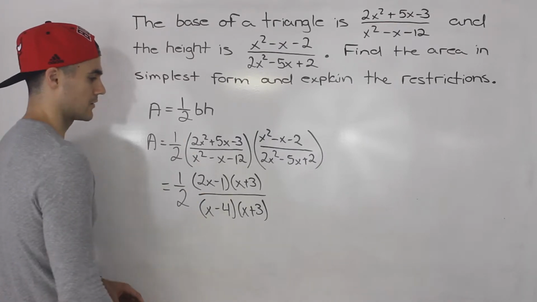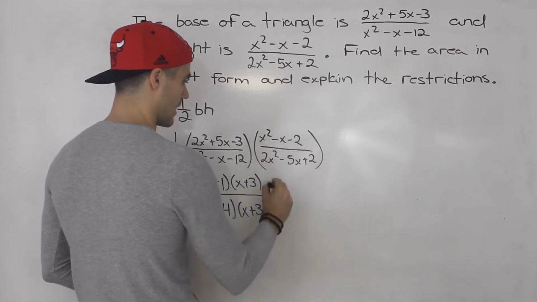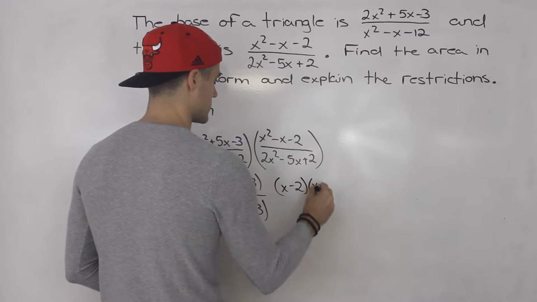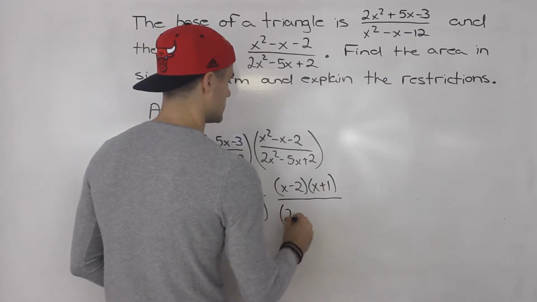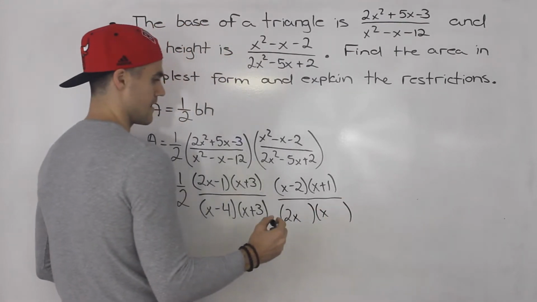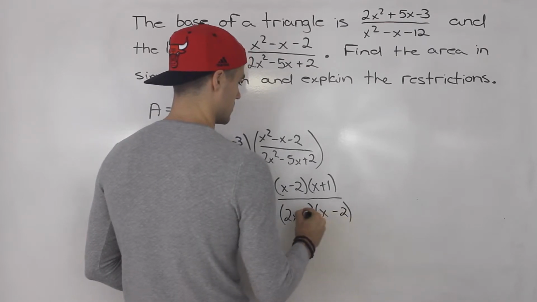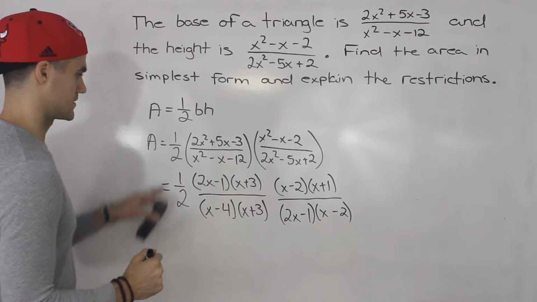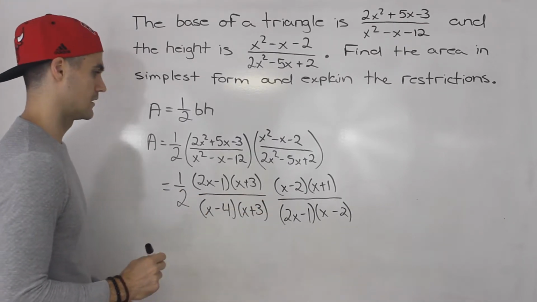numerator and denominator. So that there is the base, and then here the height, the numerator, x minus 2, x plus 1. And then this here would be 2x minus 1, x minus 2. So 1/2 times the base times the height.